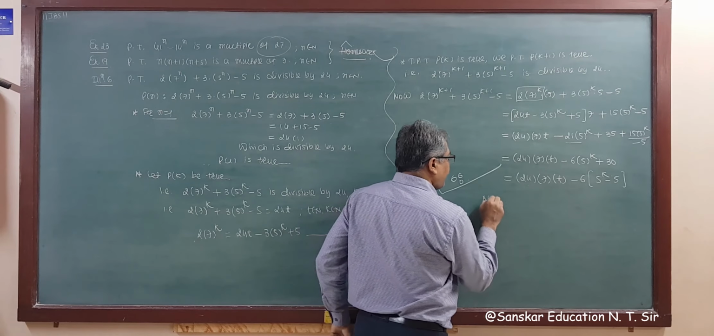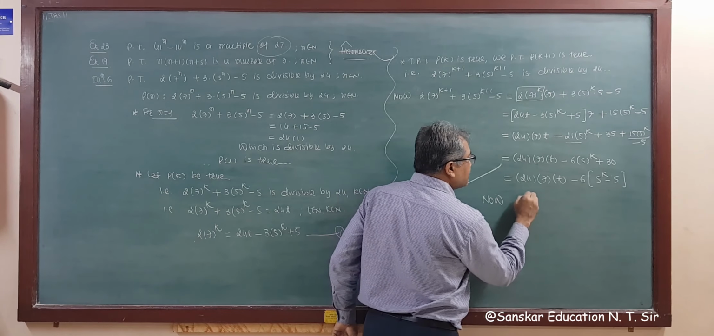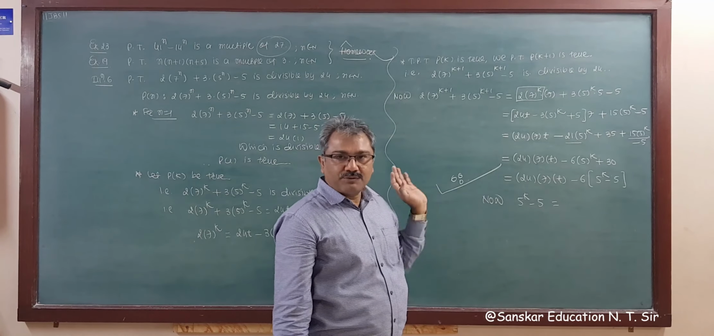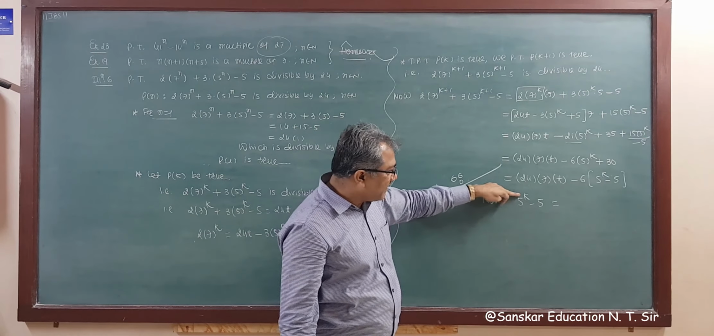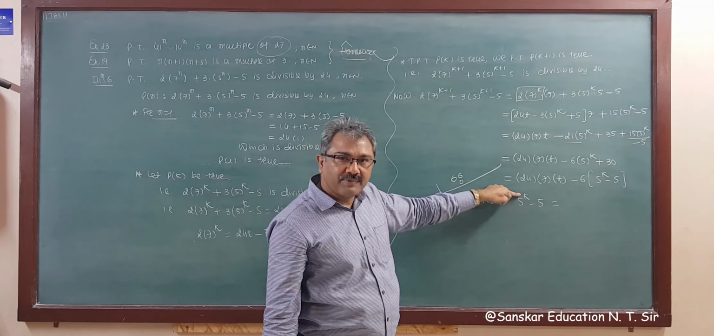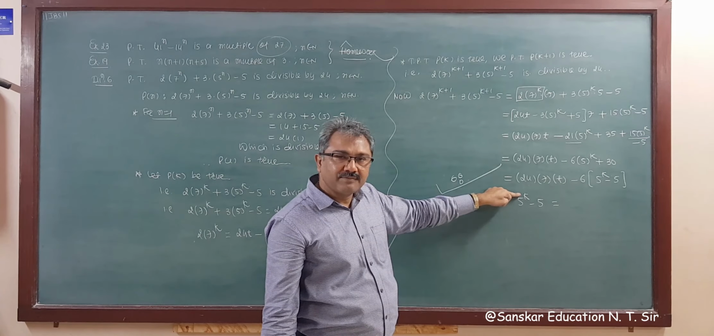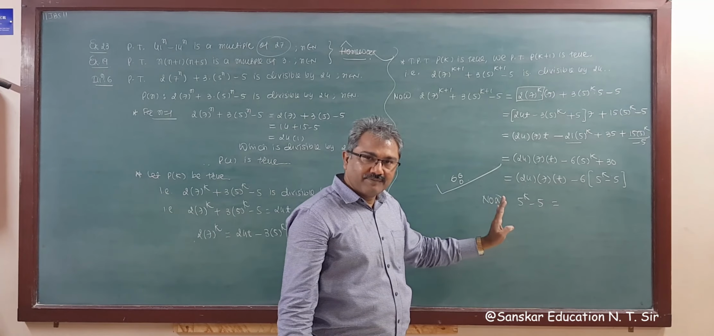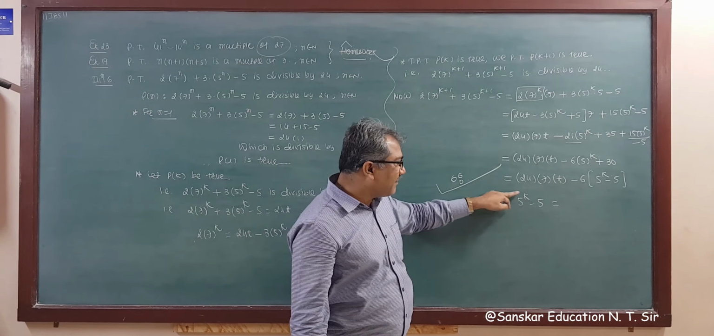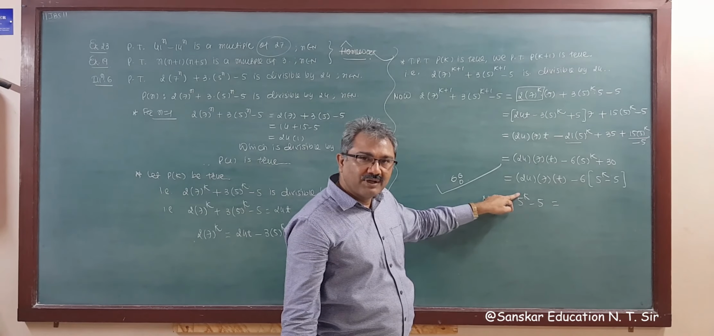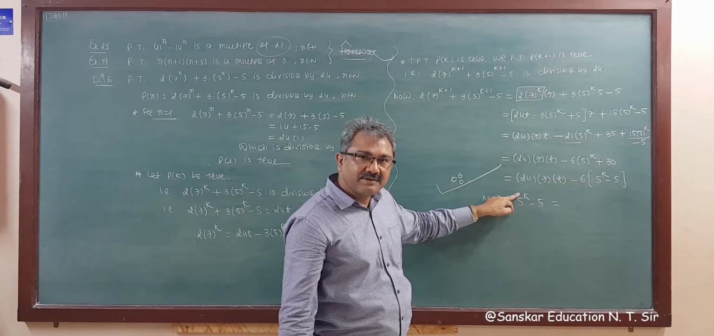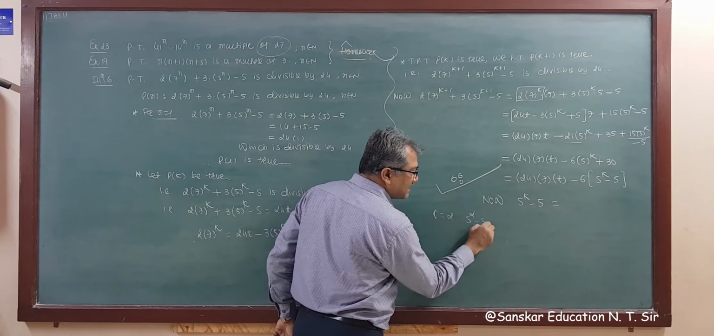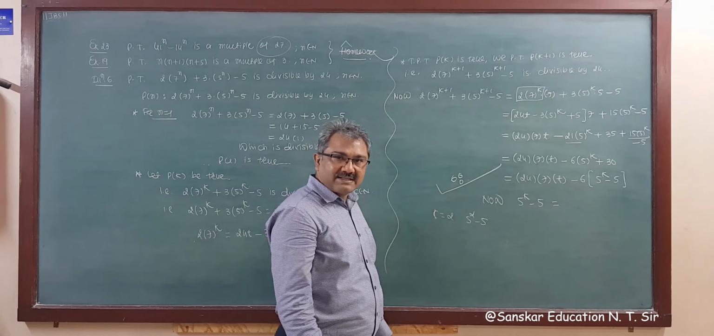Here now 5 raised to k minus 5. k belongs to n, that you know. Now suppose we substitute k is equal to 1, then the answer is 5 minus 5, that is 0. Fine. Okay. Now suppose we take k is equal to 2, then the answer is 5 square minus 5.